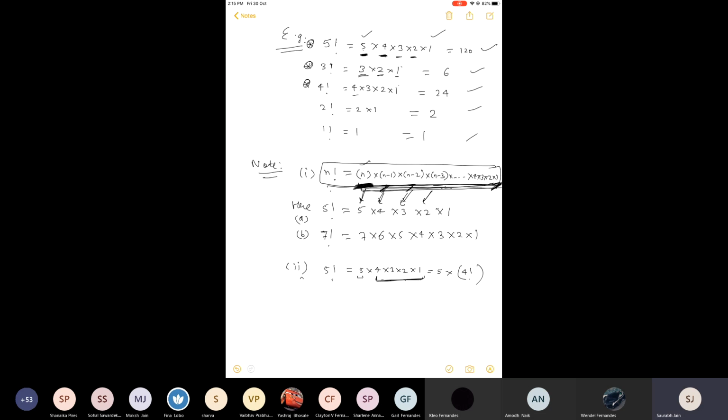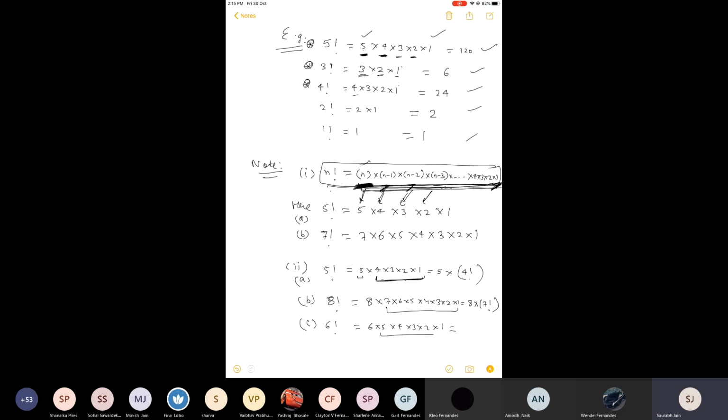Let me take more examples. Suppose we have 8 factorial. If I write 8 into 7, 6, 5, 4, 3, 2, 1, and if I leave the first number, then this is the product of the first 7 natural numbers, so I can write it as 8 into 7 factorial. Then similarly, if we have 6 factorial, it is 6, 5, 4, 3, 2, 1.